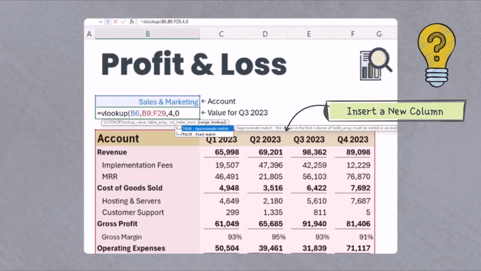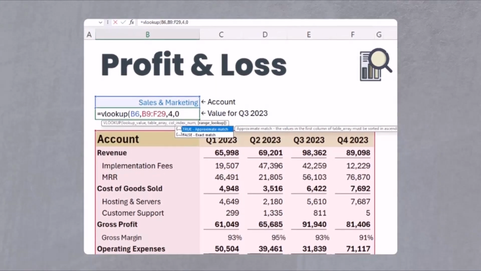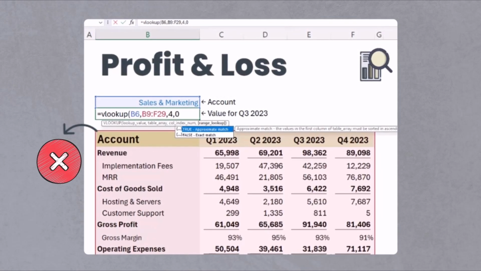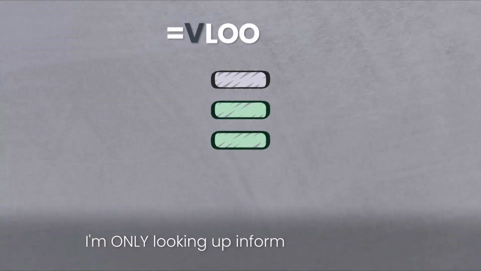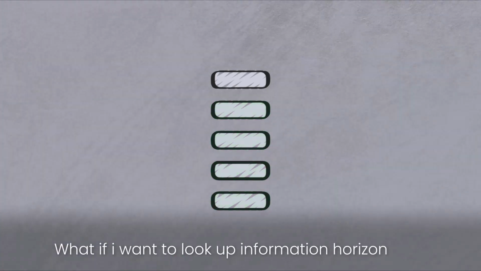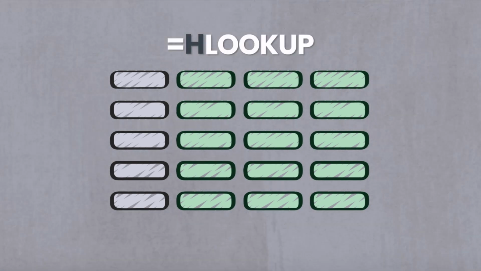That means I need to count each and every column. What happens if I insert a new column in my data? Well, now I have to change my lookup formula. And on top of that, I can only look up information in one direction. What if I have information to the left of this column? Can't do it. Oh, and here's my biggest reason. See, I'm only looking up information vertically, hence the name VLOOKUP. What if I want to look up information horizontally instead? Okay, well, I could technically use an HLOOKUP, but what if I wanted to use both of those together?